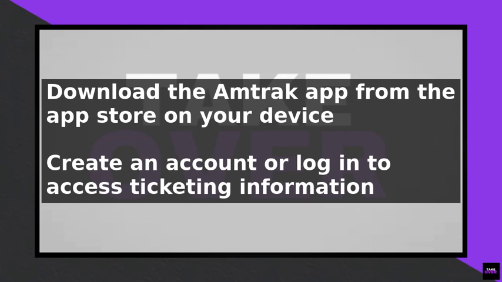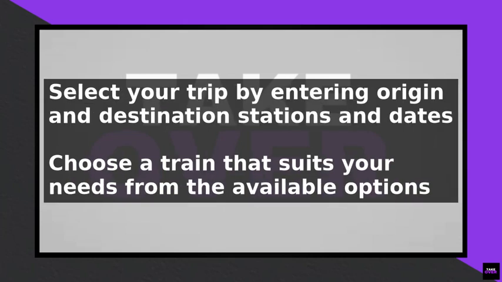Next, select the trip you want to take by entering your origin and destination stations, as well as your travel dates. The app will then display a list of available trains and their corresponding schedules and fares. Choose the train that best suits your needs and proceed to the payment section.